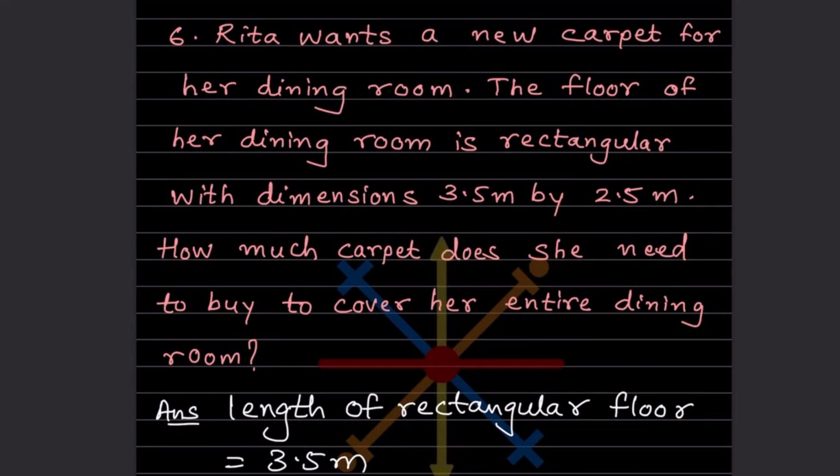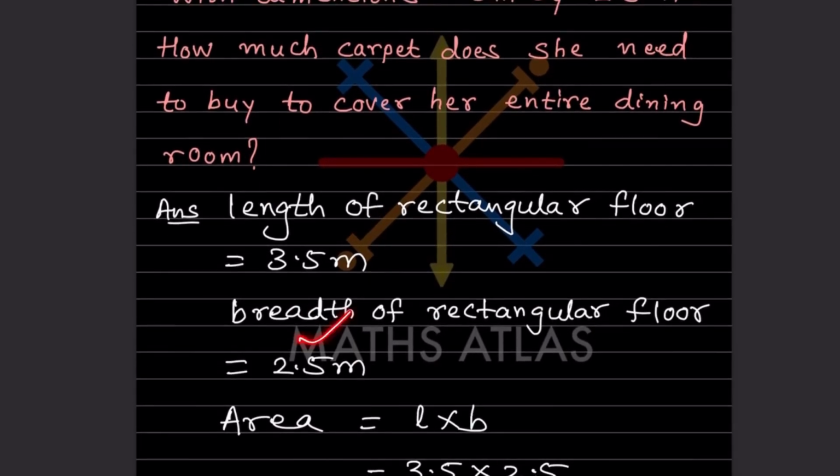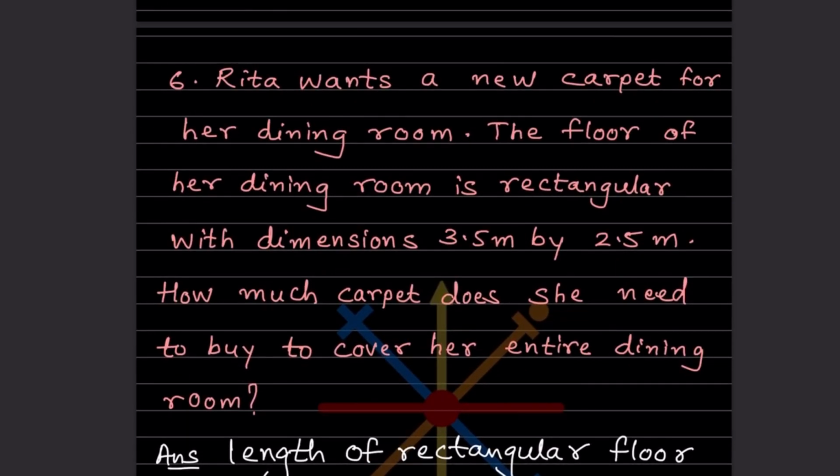So Rita wants a new carpet for her dining room. The floor of her dining room is rectangular with dimensions 3.5 meter by this one. So this will be length and this is going to be the breadth. How much carpet does she need to buy to cover her entire dining room? So first what are we going to do? We are going to write the given things. Length is 3.5 given. The breadth is given as 2.5. So first thing here, what did they say? Wants a new carpet. How much carpet does she need?